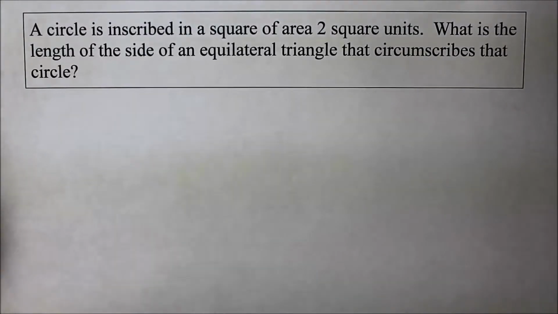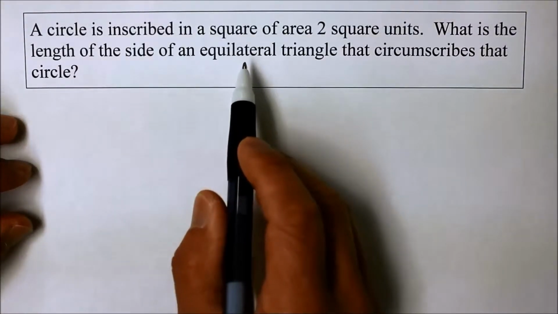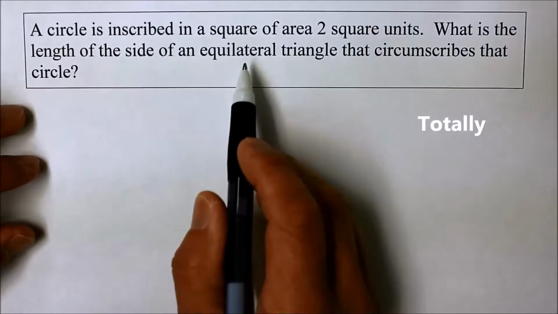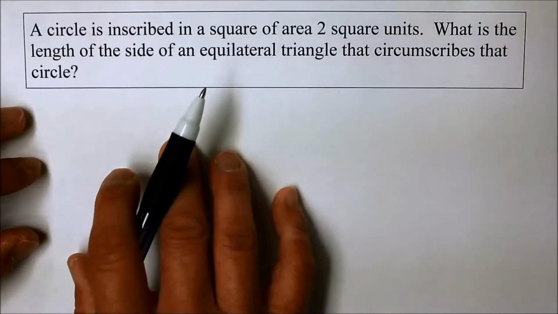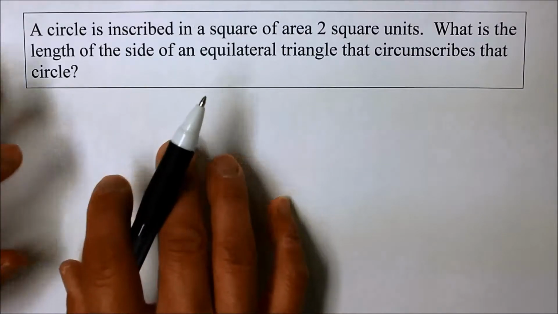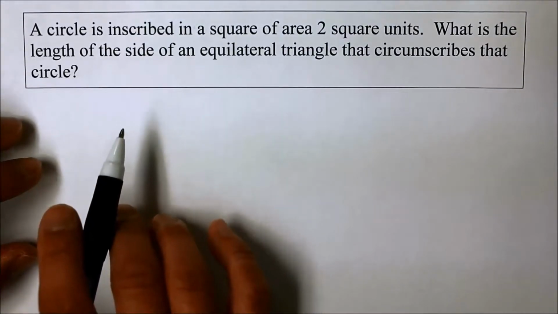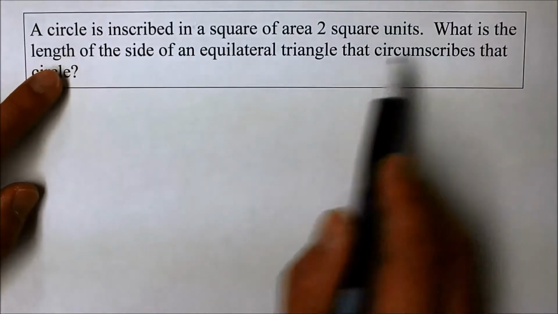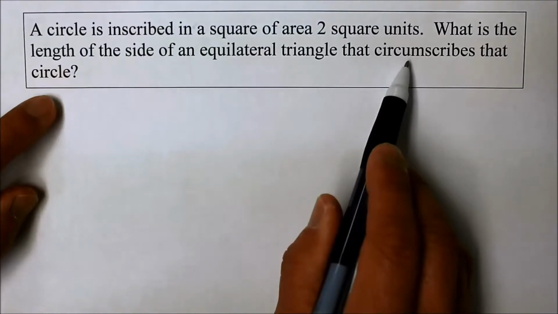Hi, this instructional video is about a circle and triangle, and this time it also involves a square. Awesome, huh? Let me give you a quick visual of what this is supposed to look like, and what I would like you to try is to pause the video and see if you could make some sense out of this. The ultimate goal is to find the length of the side of an equilateral triangle that circumscribes the circle.